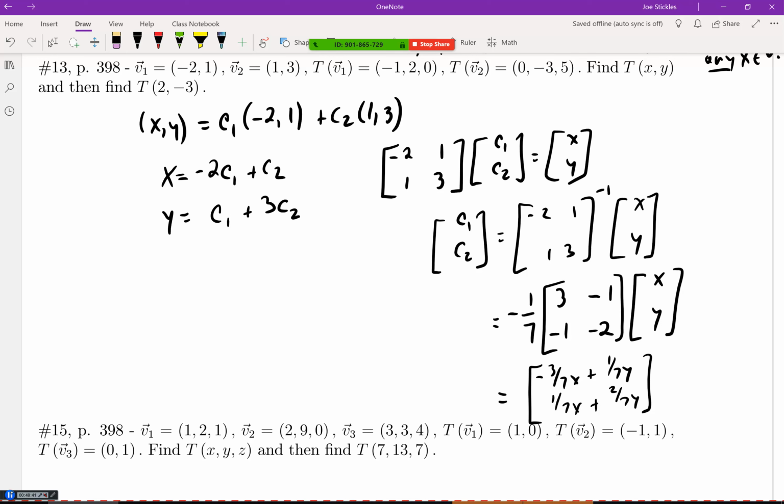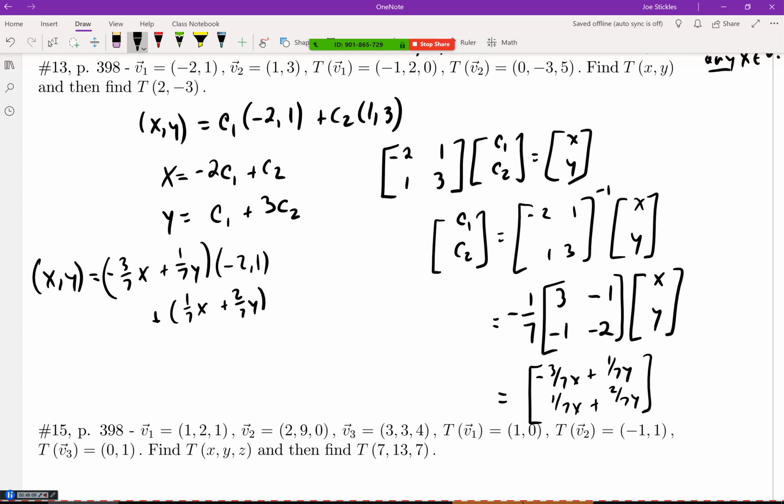That was my problem. I know what the constants are in this case. So I know that my (x, y) is going to be (-3/7 x plus 1/7 y) times the (-2, 1), and then it's plus (1/7 x plus 2/7 y) times the (1, 3). All I had found at that point was the linear combination. I hadn't found the rule yet. Okay.